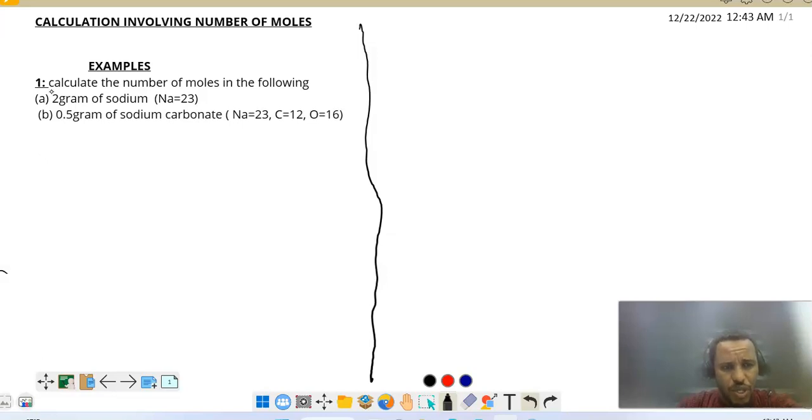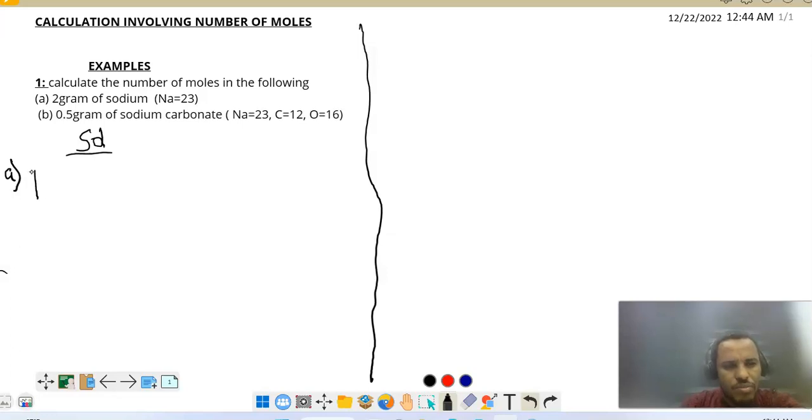For example, we have this example: calculate the number of moles in the following. A, we have 2 grams of sodium, but B, we have 0.5 grams sodium carbonate, where in the bracket we have sodium 23, carbon 12, oxygen 16. So let's do part A first. Solution. We'll start part A.